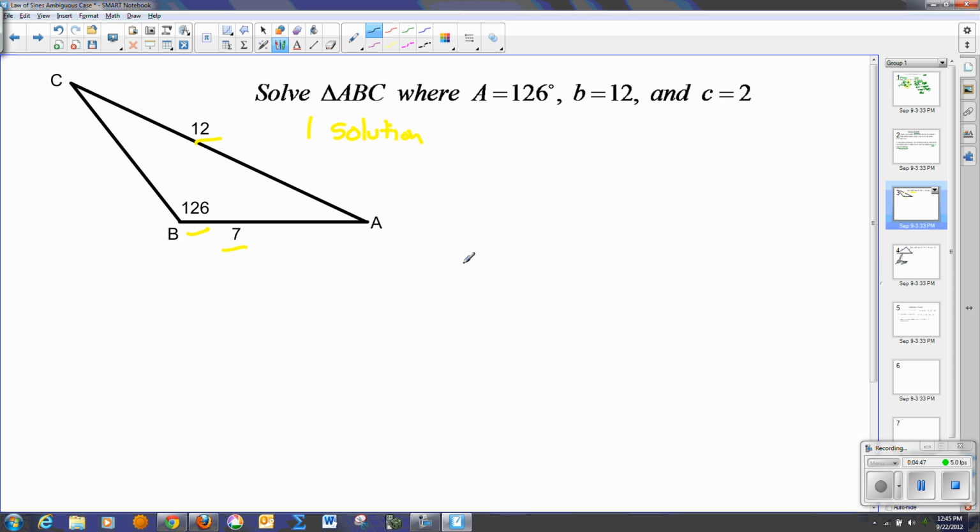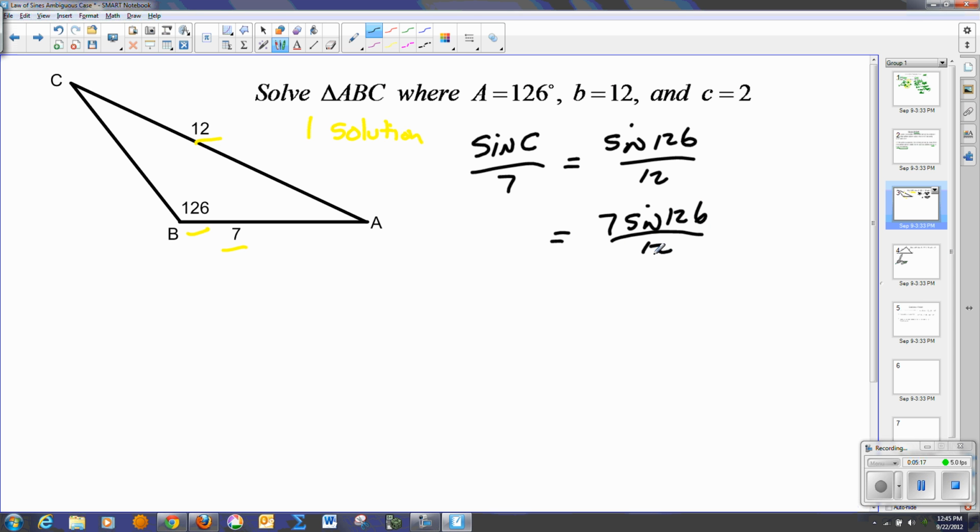In doing so, we're going to first find the angle opposite 7. So we're going to be looking for angle C. So we're going to take the sine of C over 7 is equal to the sine of 126 over 12. Grinding out all the math, I have 7 sine 126 over 12 is equal to the sine of C.